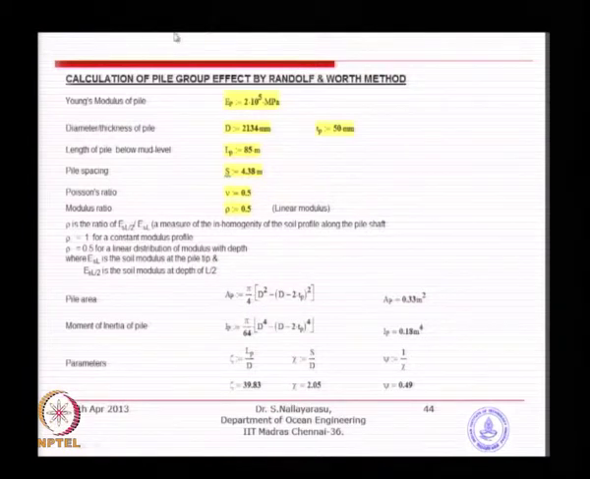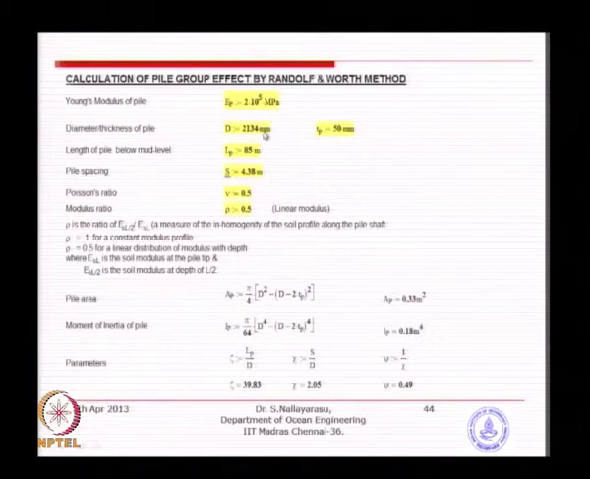So, basically the modulus of the pile is this much, with the diameter and thickness, and the length of the pile is 85 meters, spacing is 4.38 meters. So, you can look at it, 4.38 meters is coming to nearly 2 diameter spacing. Poisson's ratio and modulus ratio of the soil increase linearly from half to full depth, and you have the properties calculated here.